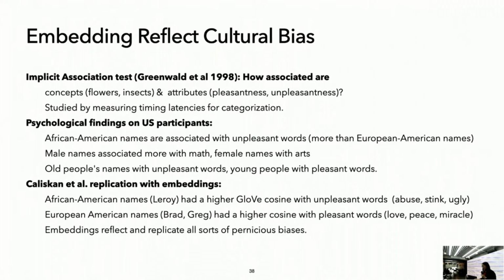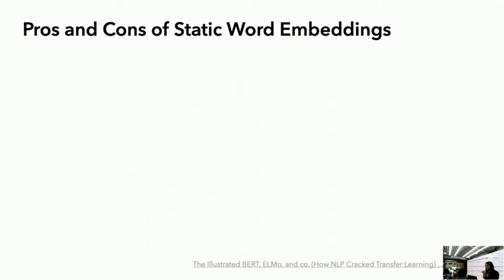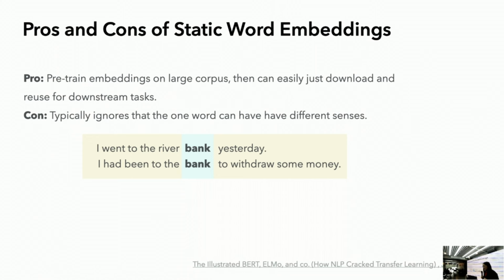So that's static word embedding. It only marks step one of all the stories we have seen in the last several years. Pros and cons of static word embedding. From a positive perspective, as you may imagine, you can pre-train embeddings on a large corpus, and then easily download them and reuse them for any downstream task you have. The disadvantage is that if a word can have multiple meanings in different contexts, static word embedding is not able to give us that.